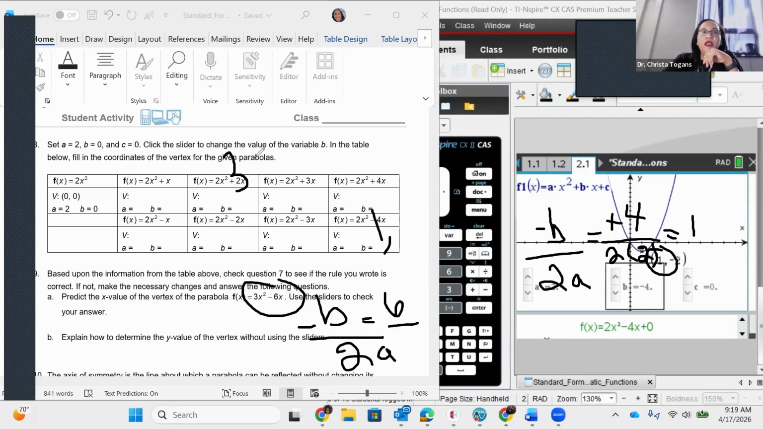Then if I take number 1 and I plug it into the x value here, it would be 3 times 1, minus 6 times 1. What does that equal to? What's 3 minus 6? -3, right? So that's what I'm trying to get you to see.